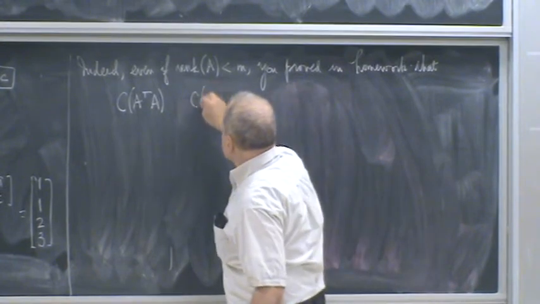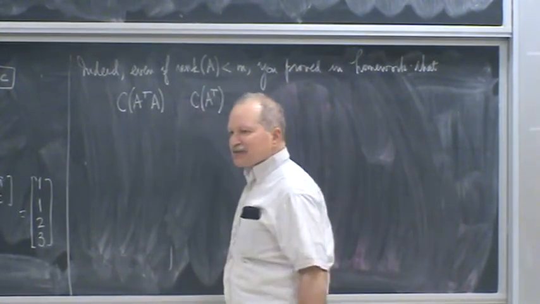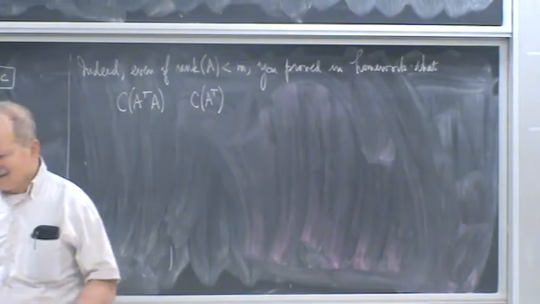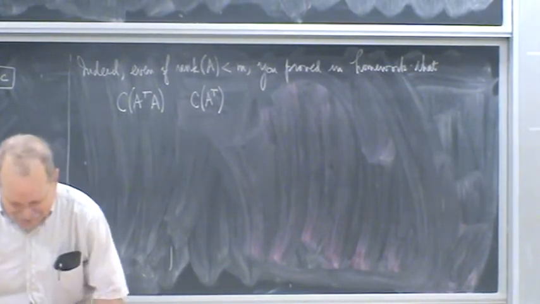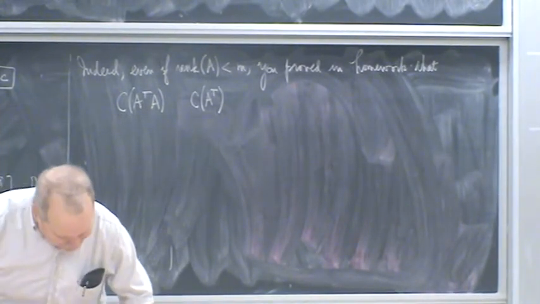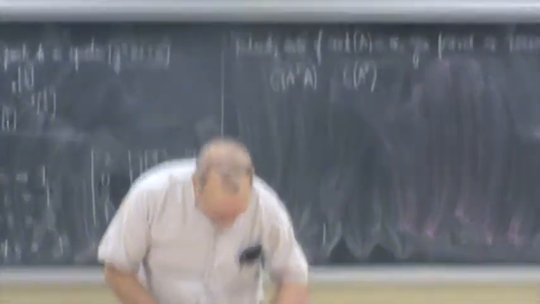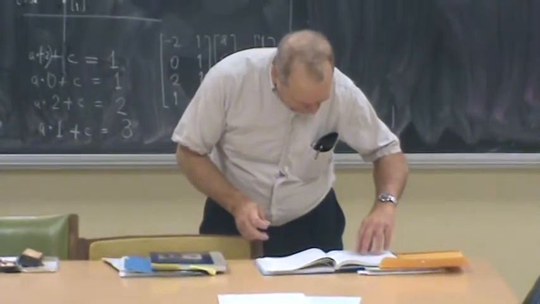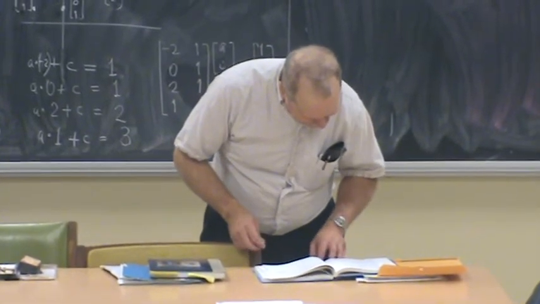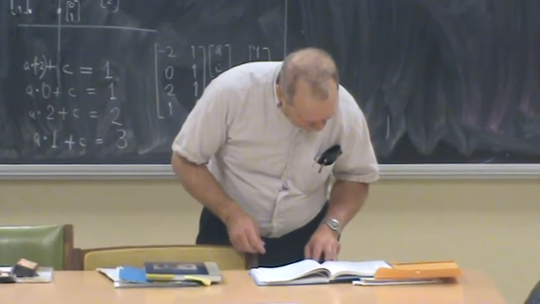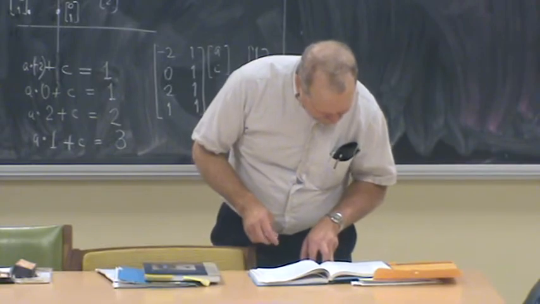And the other vector is in the column space of A transpose. So it's a subset. It's equal if m equals n, I think. It's equal if A is a subset of A.